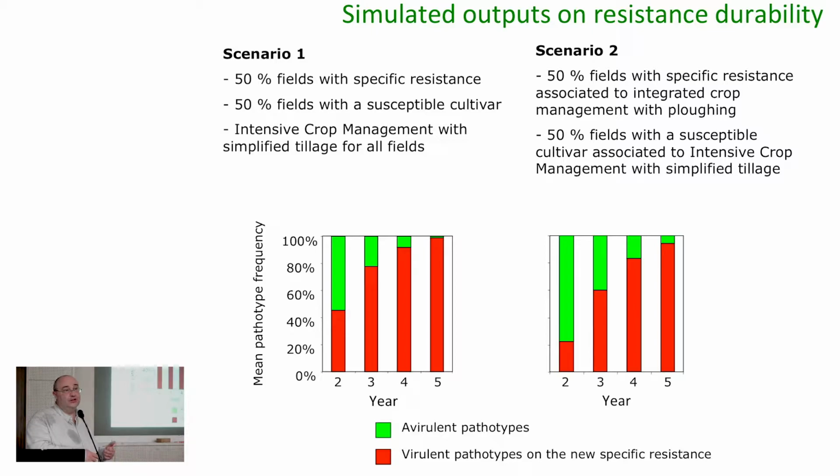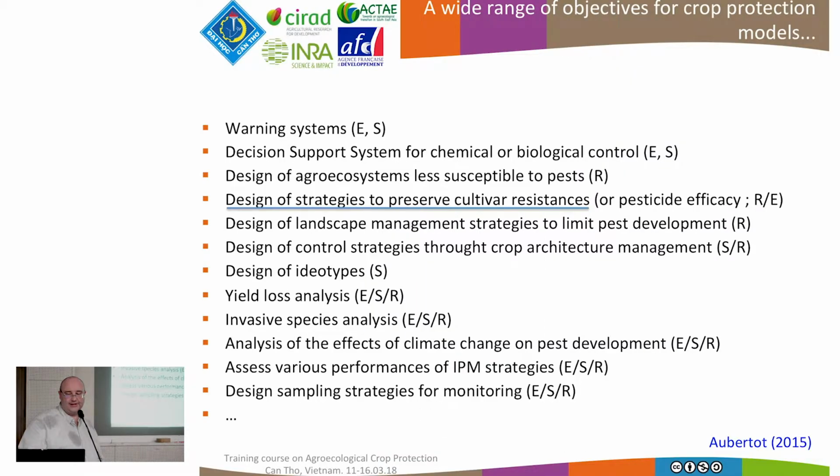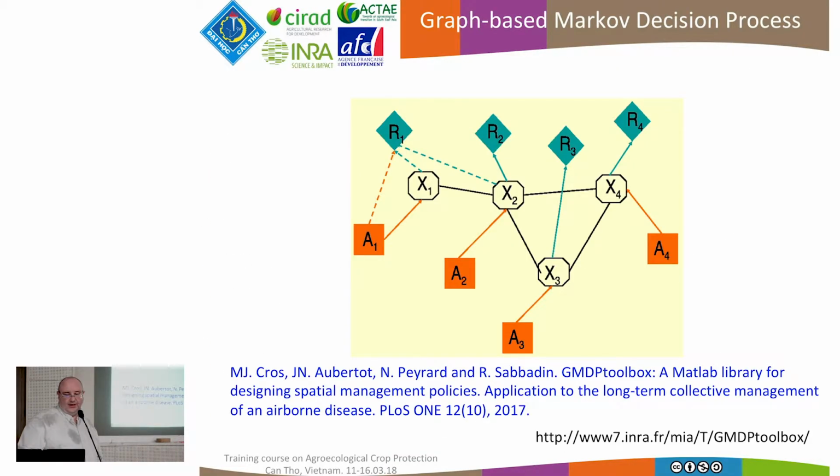You have to include the impact of weather on the spore dispersal at the landscape level, and take into account the genetic structure. Also, we have economic indicators and environmental indicators. So this type of model is quite a complicated model because we also have a crop model inside. This is the same question using another type of approach. It's called graph-based Markov decision process.